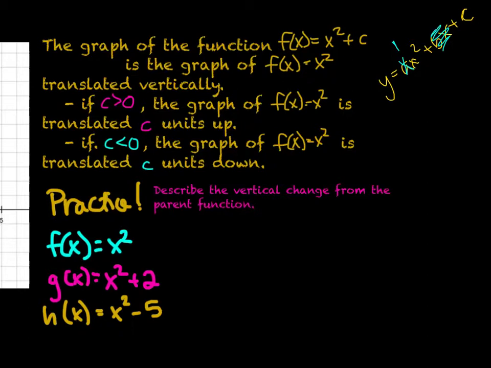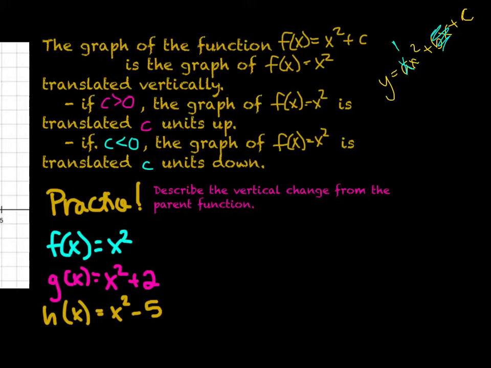If we look at that basic situation, the graph of the function f of x equals x squared plus c is the graph of f of x equals x squared, translated vertically. So f of x equals x squared goes right through the origin. It's nice and basic. That's our parent equation, and we're relating everything back to it. If c is greater than 0, if that y-intercept term is greater than 0, then it's translated that many units up on the y-axis. If c is less than 0, then it is translated down c units on that y-axis.